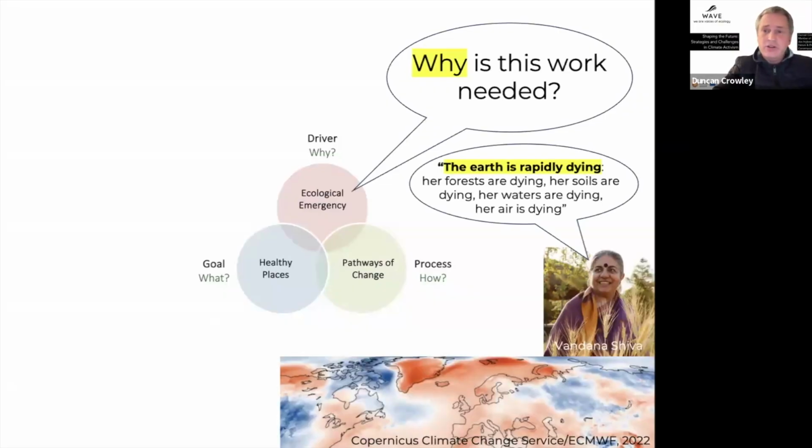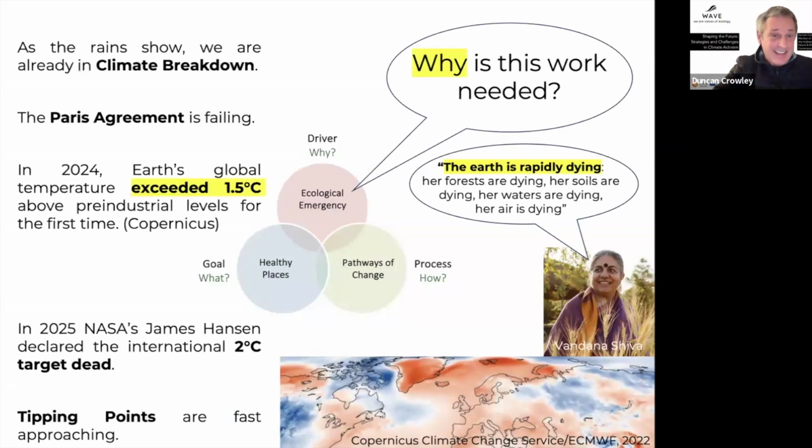Vandana Shiva from India told us in 1988 that the earth is rapidly dying, her forests are dying, her soils are dying, her waters are dying, her air is dying. That was 1988. Since then, the Paris Agreement has been signed. We're already deep into climate breakdown.